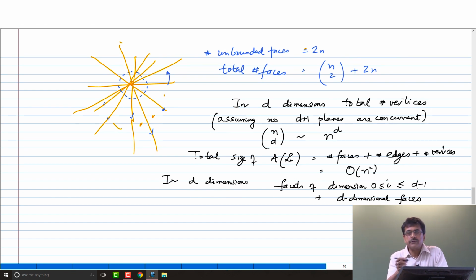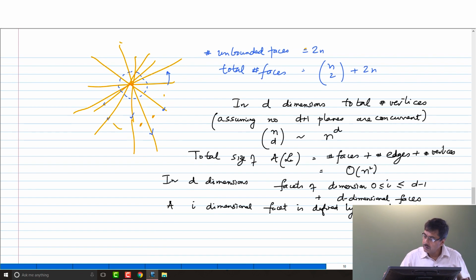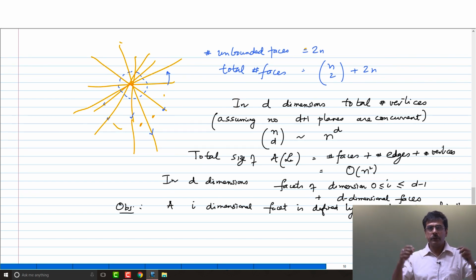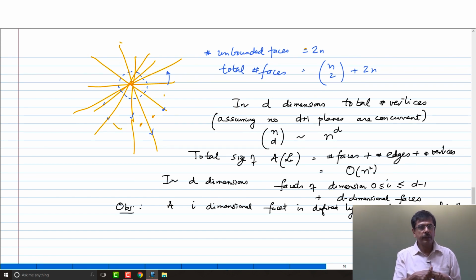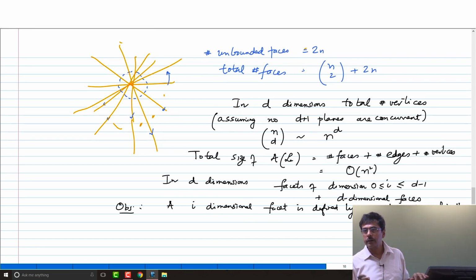Actually, from this assumption about simplicity, you can figure out that an i-dimensional facet is defined by exactly d minus i hyperplanes. So when it comes to two dimensions, two lines define a point. So there is an intersection basically. As you intersect more and more hyperplanes, the dimension is going to reduce by one, right? That is where it comes from. So an i-dimensional facet is defined by exactly d minus i hyperplanes.